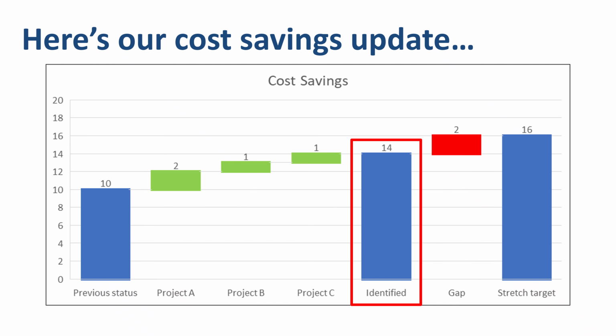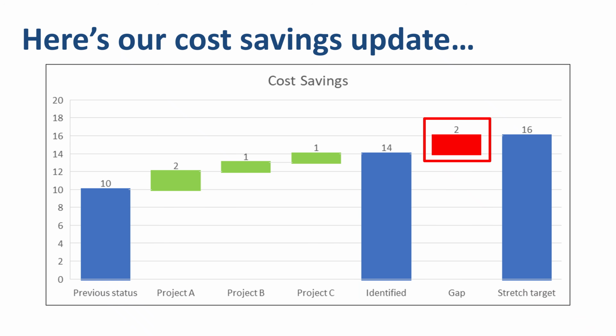Our total cost savings identified now stand at $14 million, leaving a gap of $2 million versus the stretch target, which we will address in our upcoming site leader meeting next week. We are very confident that we will be able to close the gap.